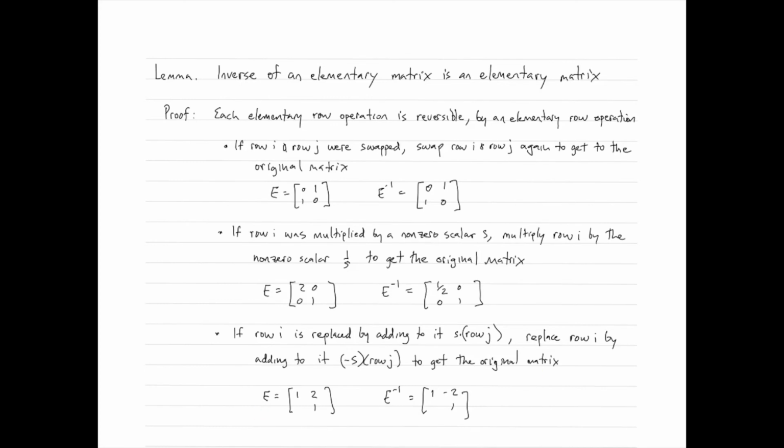So if E is this elementary matrix that's formed by taking the identity matrix and adding to row 1 two times row 2, then the inverse matrix is we take row 1 and add negative 2 times row 2. And that's this. And if you multiply these two matrices, you indeed get the identity matrix. Okay, so that proves this lemma here, that the inverse of an elementary matrix is an elementary matrix. All these matrices are elementary matrices.